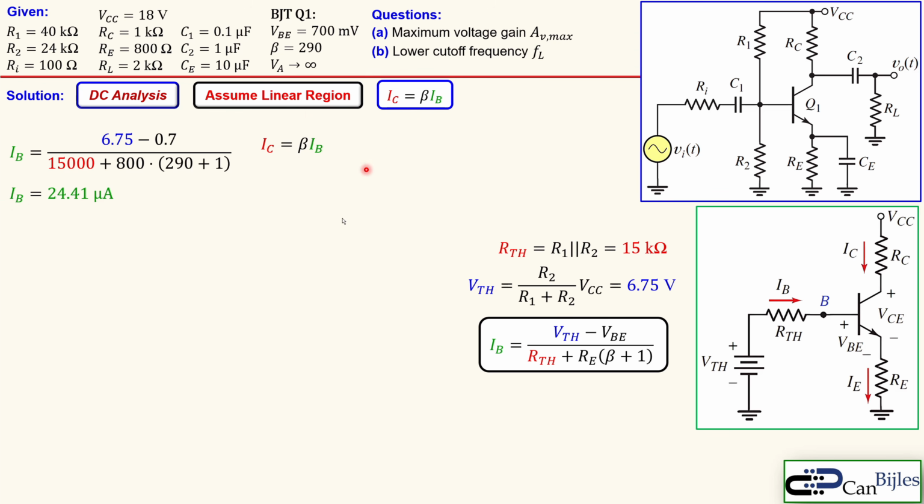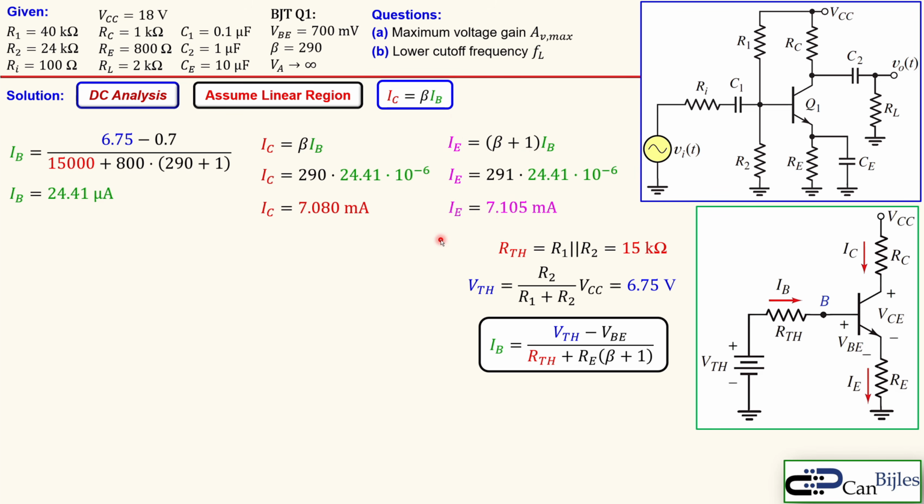Now for the collector current, we only use beta times the base current, assuming the linear region of operation. That is shown here, and that will result in 7.08 milliamps. The emitter current is then beta plus 1 times the base current. That's shown here, so that is effectively these two together, and it will be 7.105 milliamps.